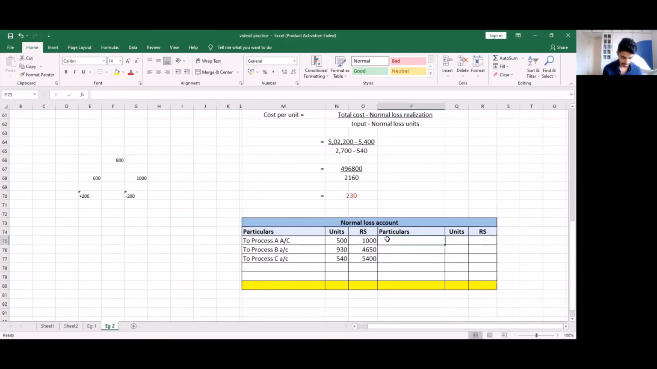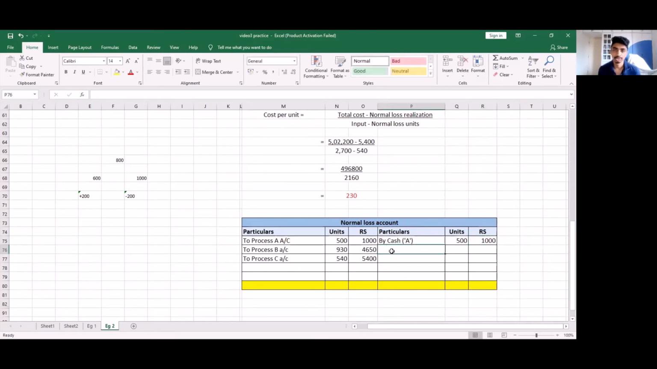Similarly, if we have to account for this in our question, in process A and process C, we have an abnormal loss. So we will realize the entire cash value for these two processes. So we will write this as by cash, 500 units at an amount of 1000. So we are just copying this value from to process A account to by cash account.